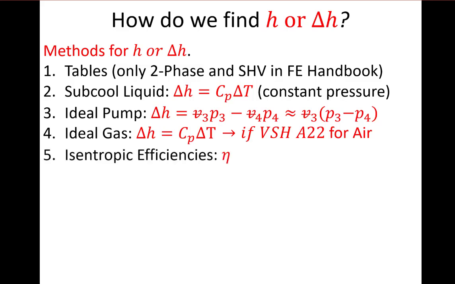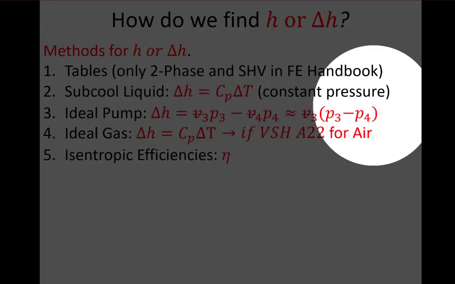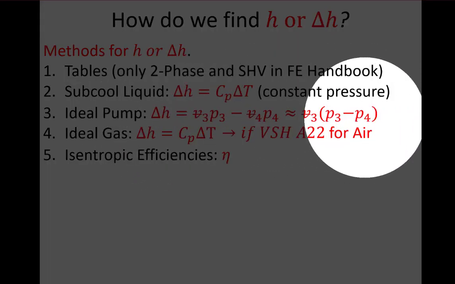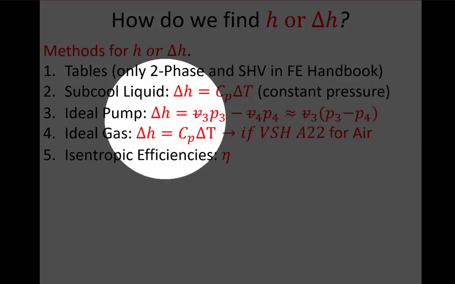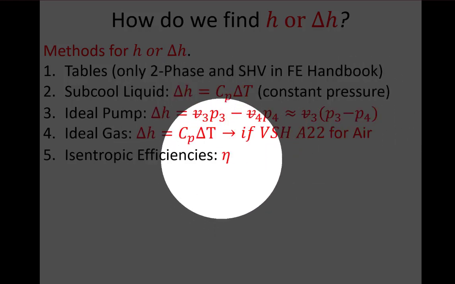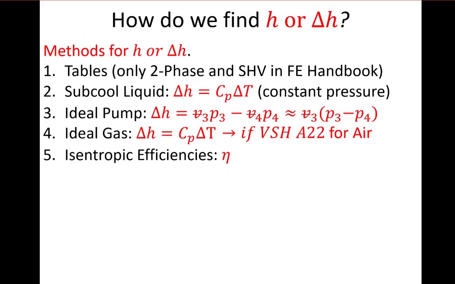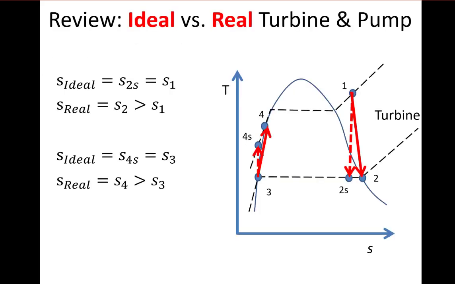Sometimes when we're fixing H across, say, a real pump, maybe we can find delta H for the ideal pump this way, right? This would give us P4 or H4S, or delta H across the ideal pump. And then we can use the isentropic efficiency if it's given. I think in that last problem, we were told that the pump efficiency was 85%. So we use the ideal delta H and the efficiency of the pump to find the real delta H, which would let us find H4 instead of H4S. And you can do the same thing across a turbine as well.